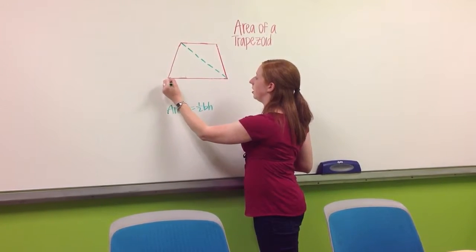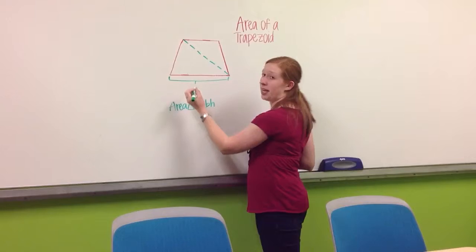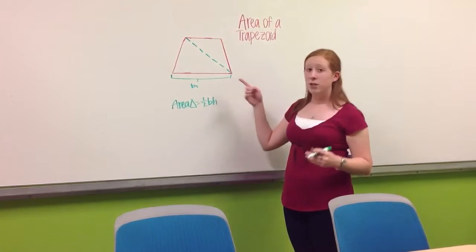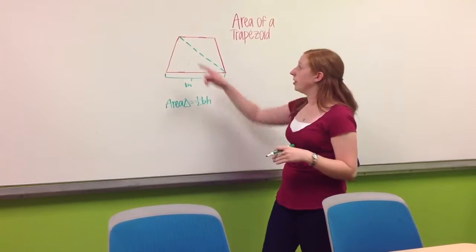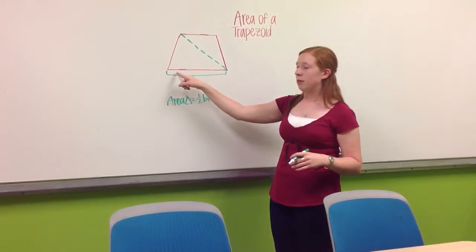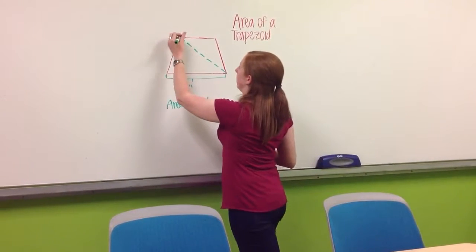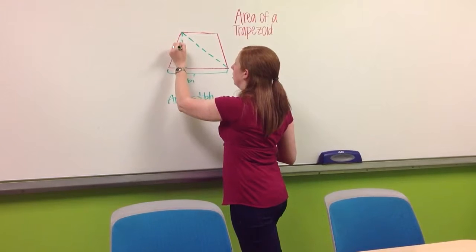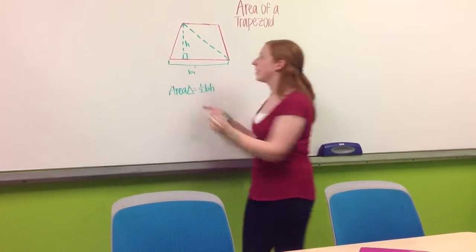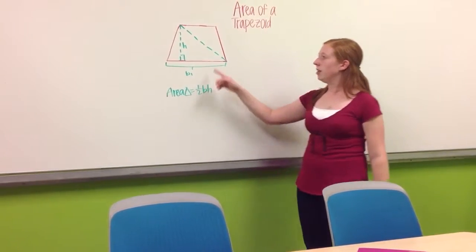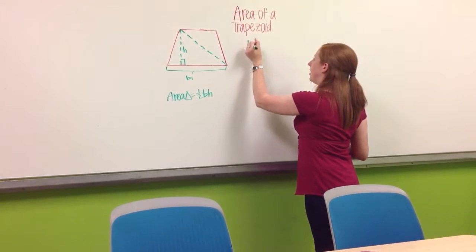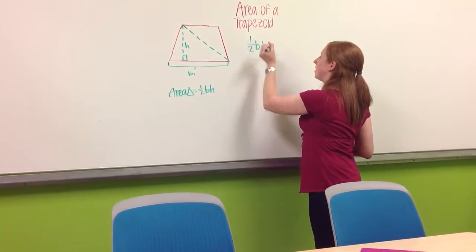We're going to use this length, and this is going to be our base. And so we're going to call it base 1 for our first triangle. And then we just need our height, and to create the height, we're going to draw an altitude from this vertex up here down, creating a perpendicular line to the base. So it looks like this. And this is our height. So the area of this first triangle right here is 1/2 base 1 times the height.